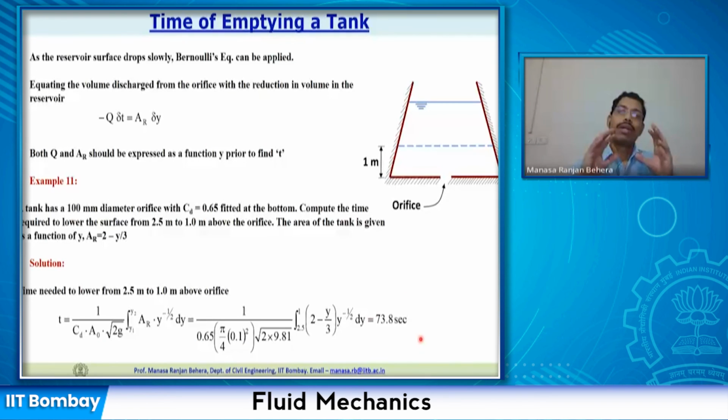This is not so complicated. By doing it, you will be able to get the time taken for the reservoir to drop from 2.5 meter to 1 meter. So this is a simple problem that we have solved, to find the time of emptying a tank. Here we have seen devices that use the Bernoulli equation, and we are calculating the flow rate through the devices.